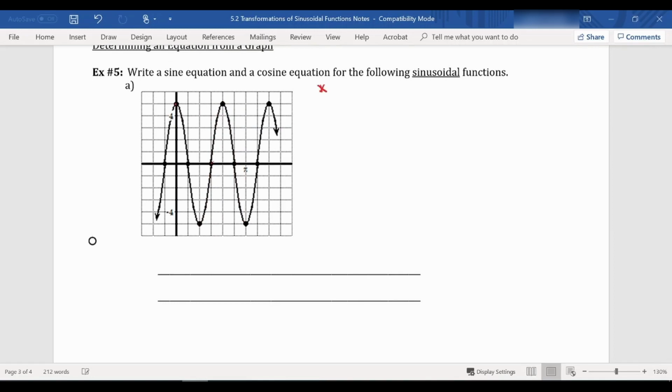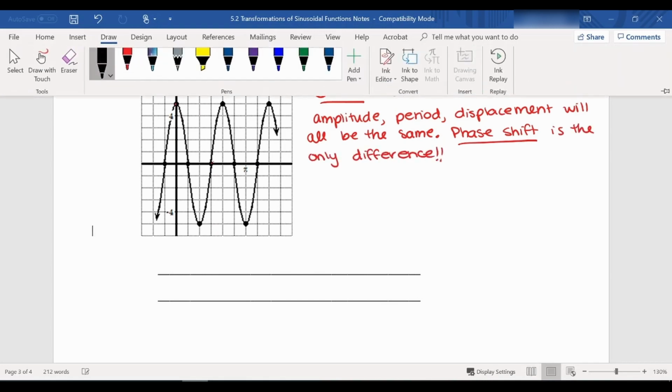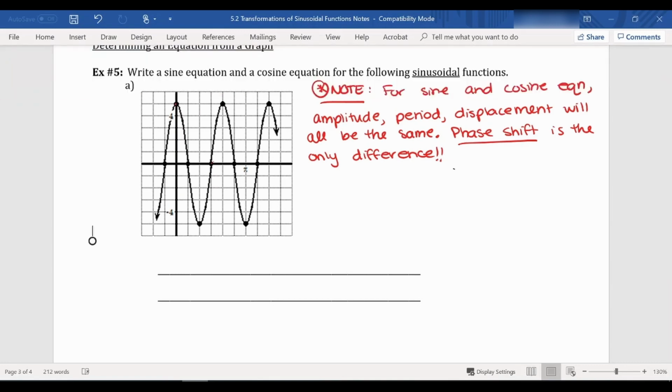So something to note. For both sine and cosine, your amplitude, period, and displacement will all be the same. The only difference is going to be phase shift. So let's determine these three things that are going to be the same no matter which way we look at this.